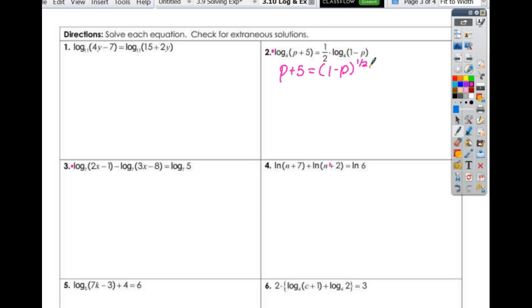So what is something to the 1/2? So if it's the square root, how do I get rid of a square root? So I'm going to square both sides. And when I do that, I get p plus 5 times p plus 5. And what does that equal on the other side? 1 minus p. Very good. So when I multiply out, I get p squared plus 10p plus 25.